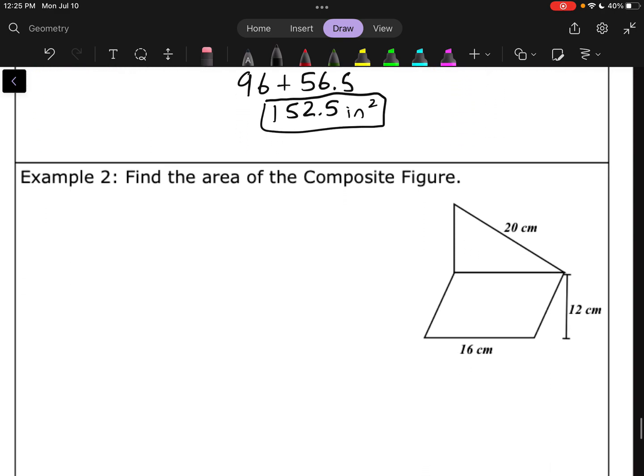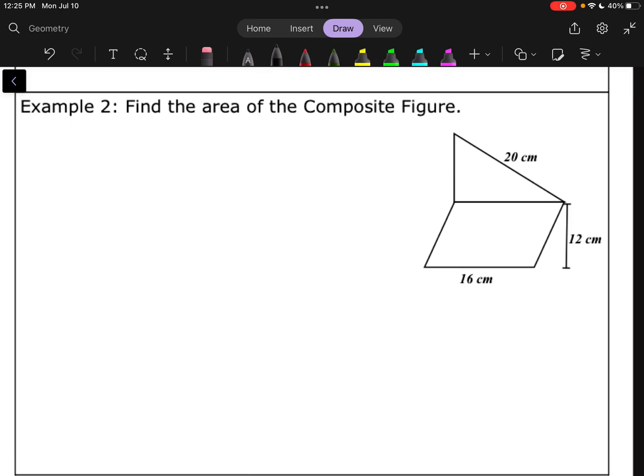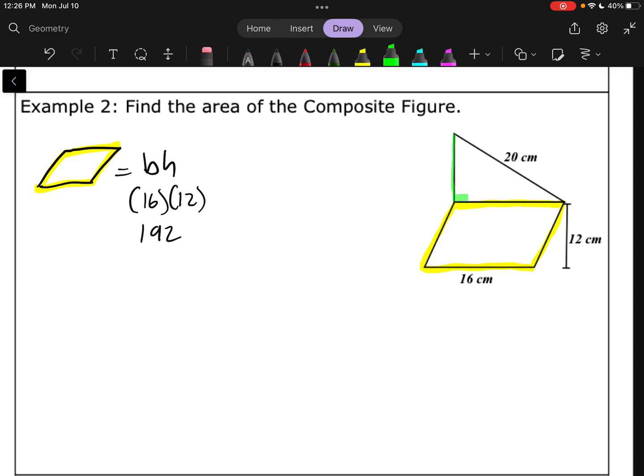Our next example, looks like we got a little parallelogram and a triangle here. Let's start off with the parallelogram. Now, parallelograms have a formula of base times height. So I'm just going to be doing 16 times 12, because 12 seems to be the vertical height there. 16 times 12 is going to be 192. So that's our parallelogram.